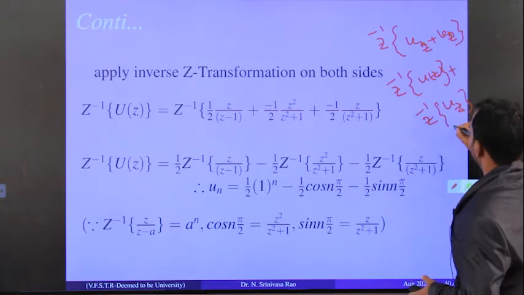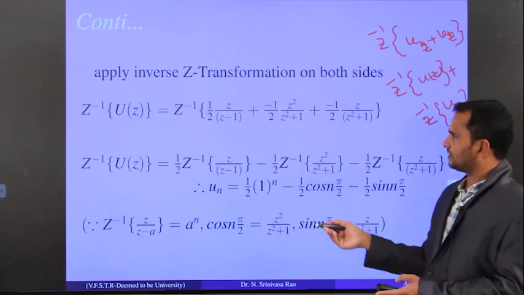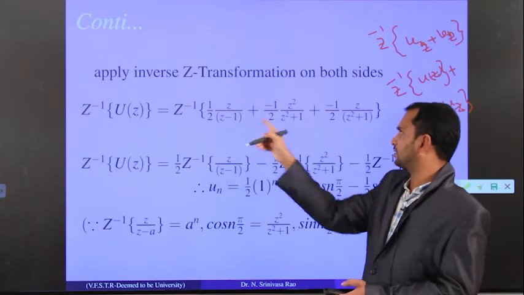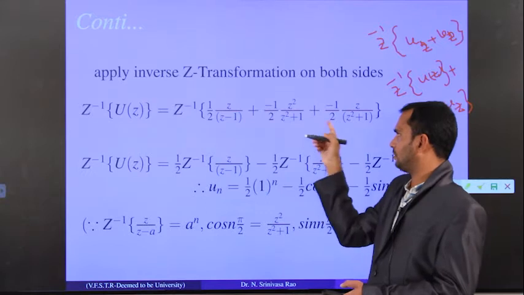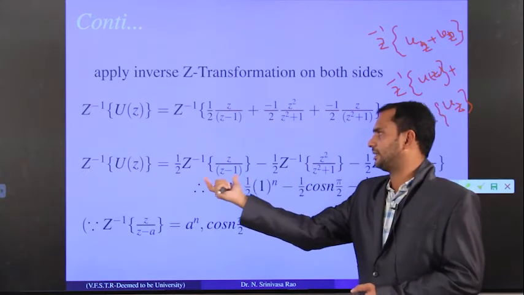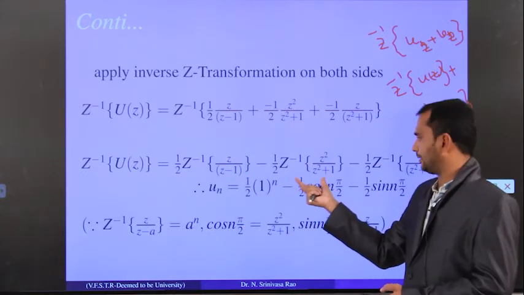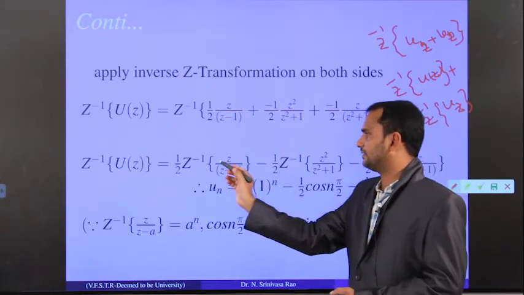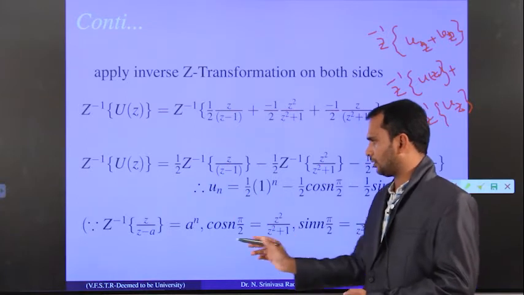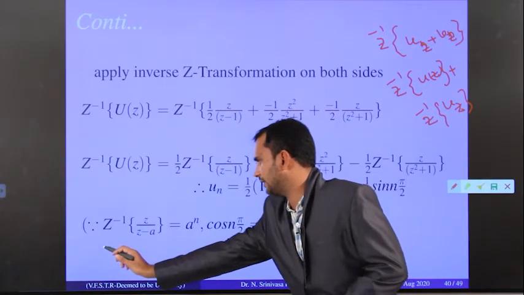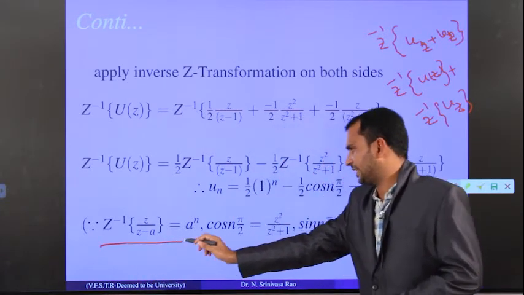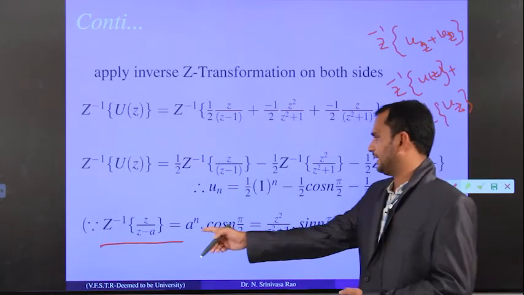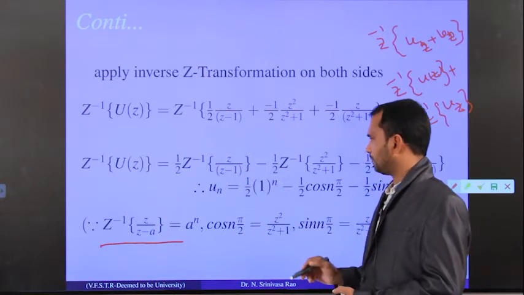So this is called the linear property in Z transformations as well as in inverse Z transformations. Since there are three functions here, we just separate it: this is one part, this is the second part and this is the third part. Now, what is Z inverse of z by z minus 1? You just remember that Z inverse of z by z minus a is a power n, so here it is 1 power n.